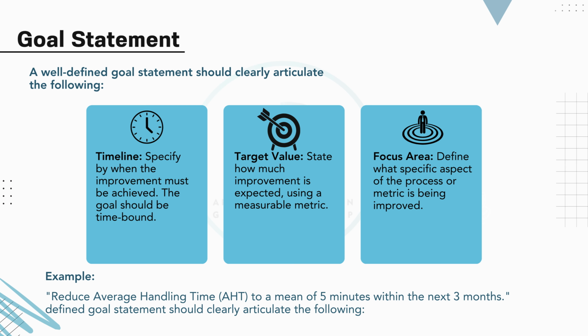Let's look at the example provided. Reduce average handling time, AHT, to a mean of 5 minutes within the next 3 months. The focus area is average handling time. The target value is a mean of 5 minutes. The timeline is within the next 3 months. This goal is specific, measurable, and time-bound, everything you need for an effective goal statement.